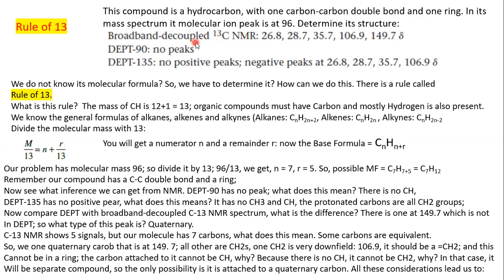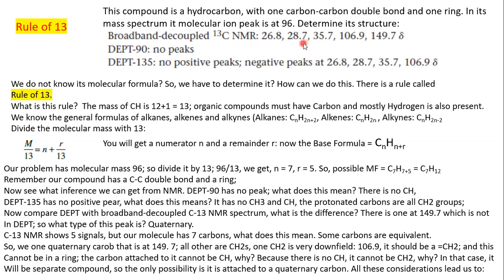Now, broadband decoupled C13 NMR spectrum is also given. What is broadband decoupled C13 spectrum? Broadband means just the normal C13 spectrum. Okay, and DEPT 90 is also given, and DEPT 135 is also given. It gives us all the carbons present in a molecule. When we say all, we actually mean all the sets of equivalent carbons, that is, all the different sets of equivalent carbons.